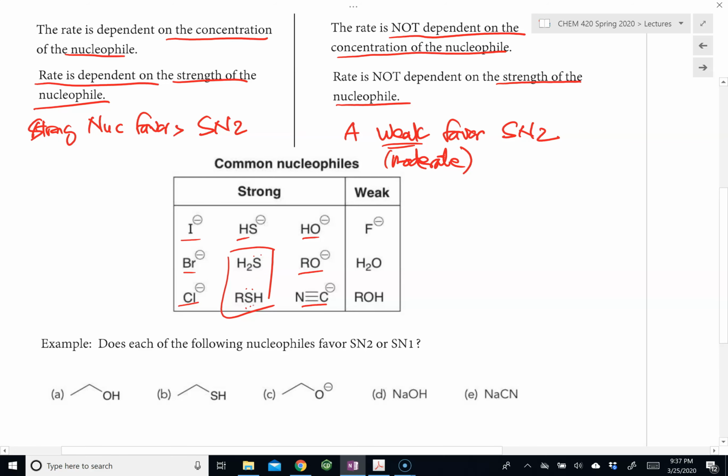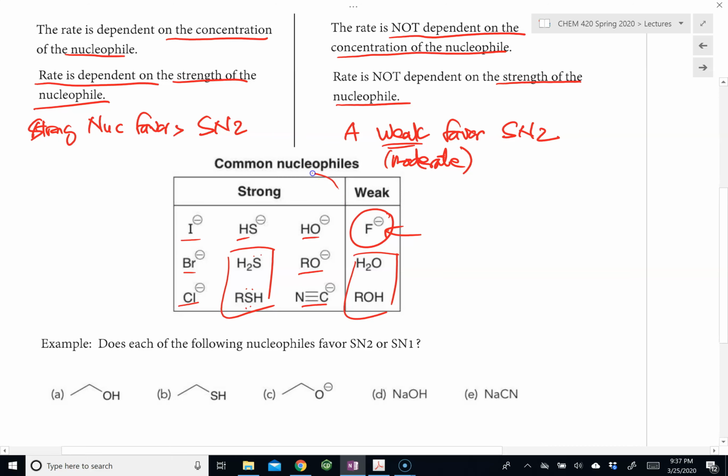An example of weak nucleophile are basically neutral substances. Reagents that are neutral would be classified as weak nucleophile. And we can also see here that fluoride is a weak nucleophile as well, even though it is rich in electrons. It has high electronegativity, so therefore it's not that willing to donate electrons. So therefore it would be a weak nucleophile.